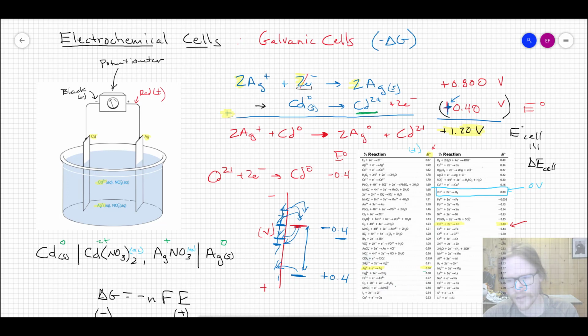If I were to reverse this reaction and write it as the exact opposite, so that would be cadmium 2 plus plus 2 silver makes cadmium 0 plus 2 silver ions, we would say that's non-spontaneous, that's an electrolytic reaction, and that would take minus 1.20 volts in order for us to drive that reaction.